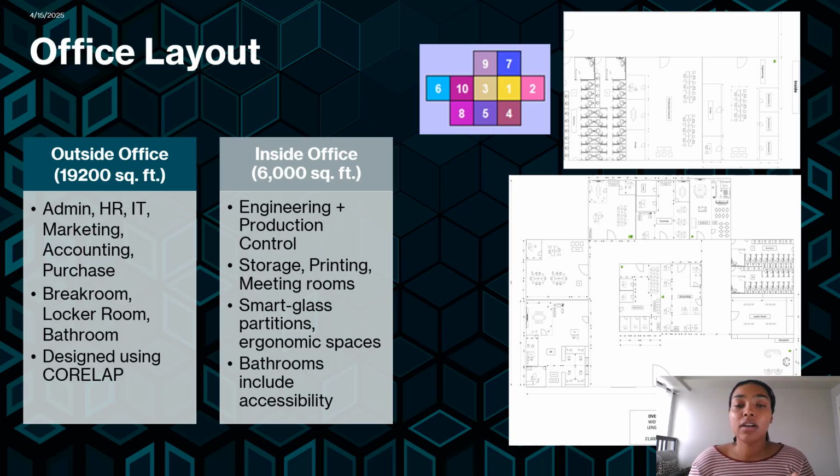The inside office covers 6,000 square feet and includes the engineering and production control departments. These are placed close to the production area. The space also includes storage, printing stations, and meeting rooms. Innovative design features include smart glass partitions that can turn private when needed, and also ergonomic workspaces and natural lighting to promote employee well-being. Additionally, washrooms in both office zones include accessible facilities to accommodate all the staff.